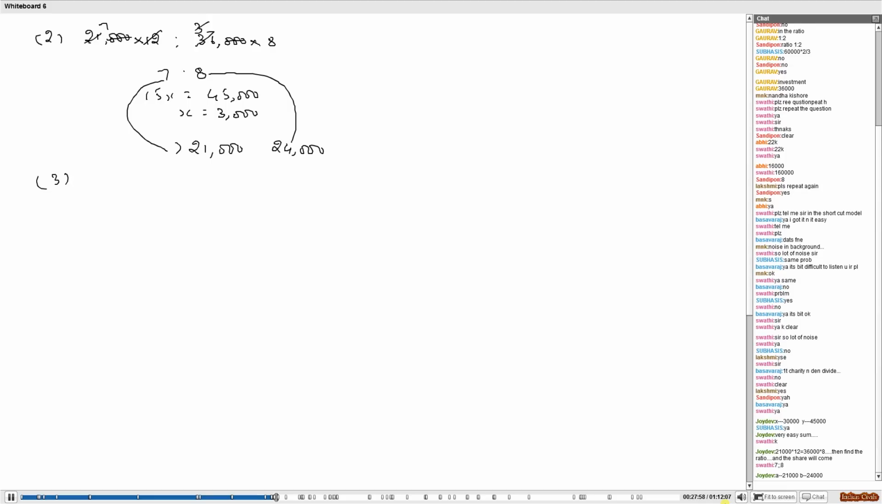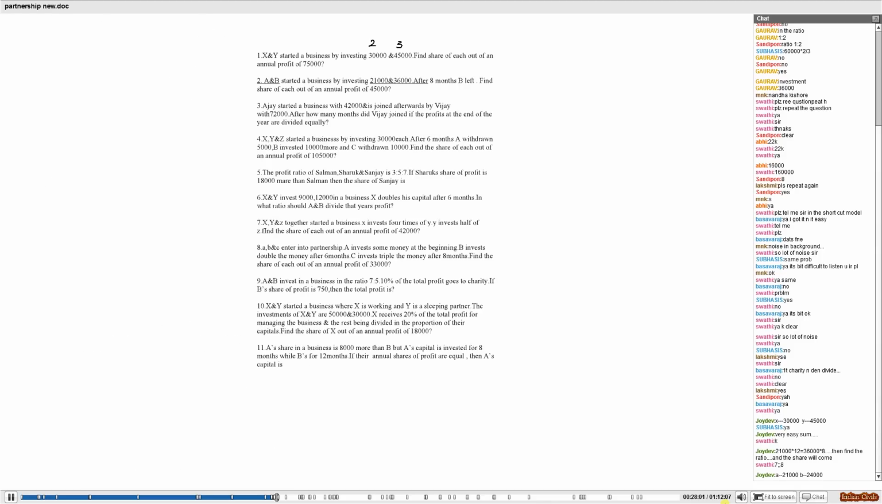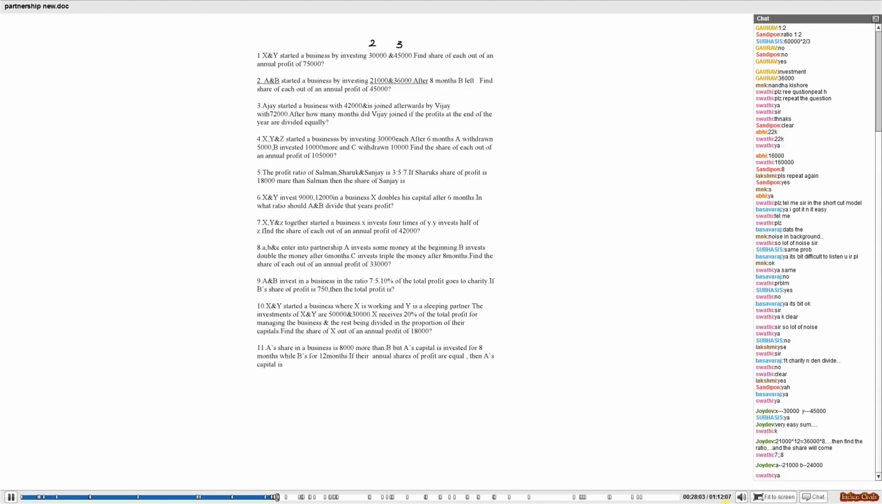Yeah, exactly. Look, if you are solving the question, don't use the pen. You can say that there is 21,000 and 36,000. Three zeros, three zeros. Don't write 21 and 36. So after 8 months B left. 21 into 12 is to 36 into 8. You will get the answer.